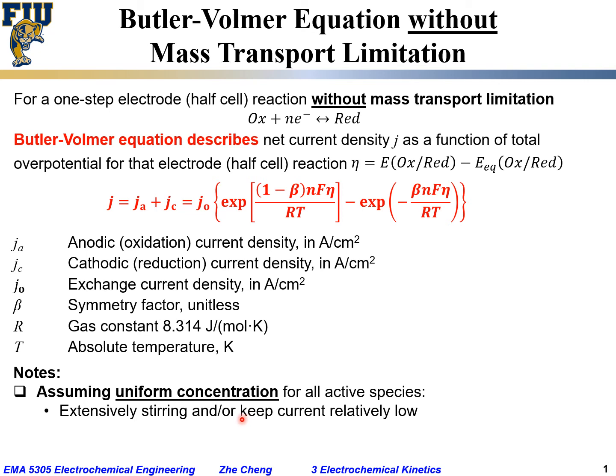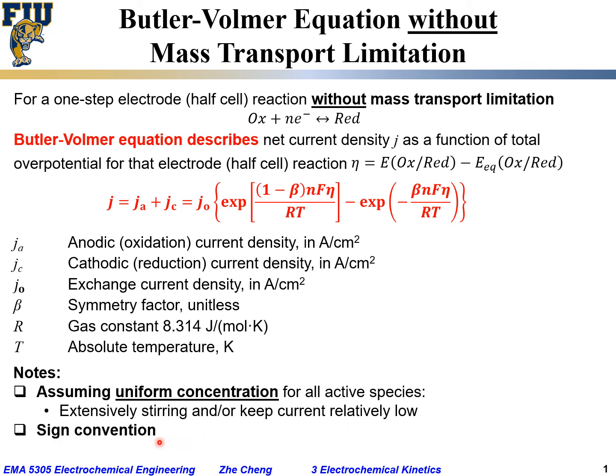For gas phase, you are going to blow hard, introduce a high gas flow rate to force the convection. At the same time, another possibility would be to keep the current relatively low. How low? We'll talk about it. But keep the current or current density low, which means you are not consuming a lot of the reactant. At the same time, you are not generating a lot of product. Then, combined maybe with stirring, you can make sure there's no mass transport limitation. And under that condition, we can use this so-called simplified Butler-Volmer equation.